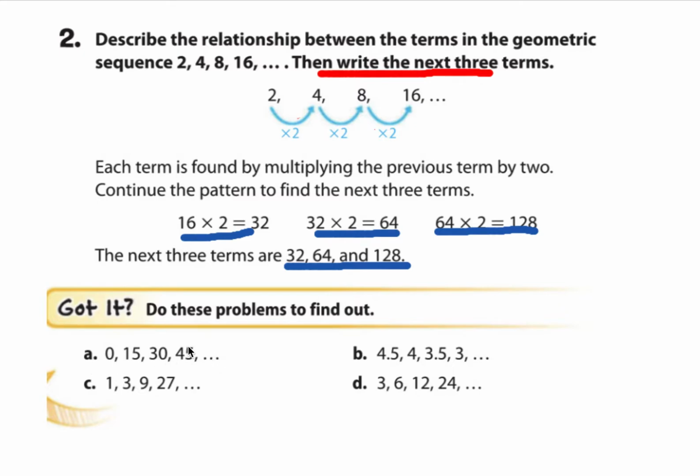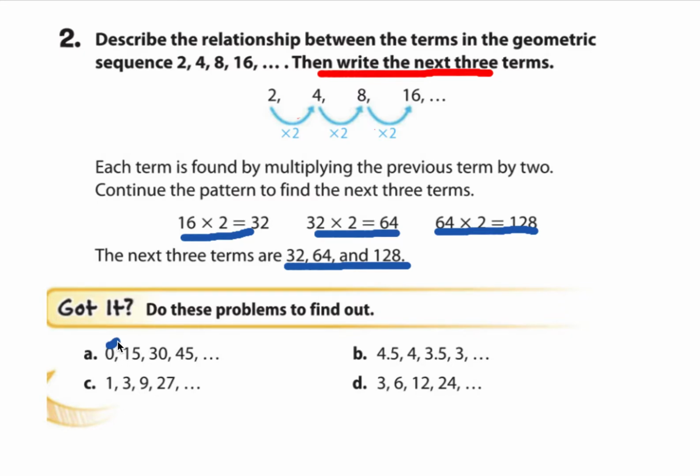Let's go ahead and try a couple of these. For starters, we're going to go to A. It says 0, 15, 30, 45. The numbers are increasing, so either it's a geometric pattern where I'm multiplying, or it's an arithmetic pattern where I'm adding. Let's try multiplication. You know it's not going to work out, because anything times 0 would give you 0. So it can't be multiplication, so we're going to go to addition.